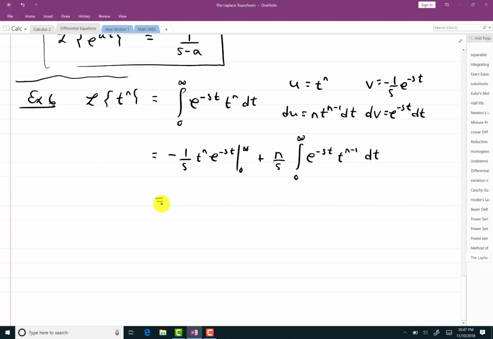Now, I did go through the effort of showing by L'Hopital's rule that as t goes to infinity, all of this stuff will zero out. And then on the other hand, you'll plug in 0, so I'll get 1 over s times 0 to the n times e to the 0. Of course, that's just 0, plus n over s, the integral from 0 to infinity, e to the negative st, t to the n minus 1 dt.